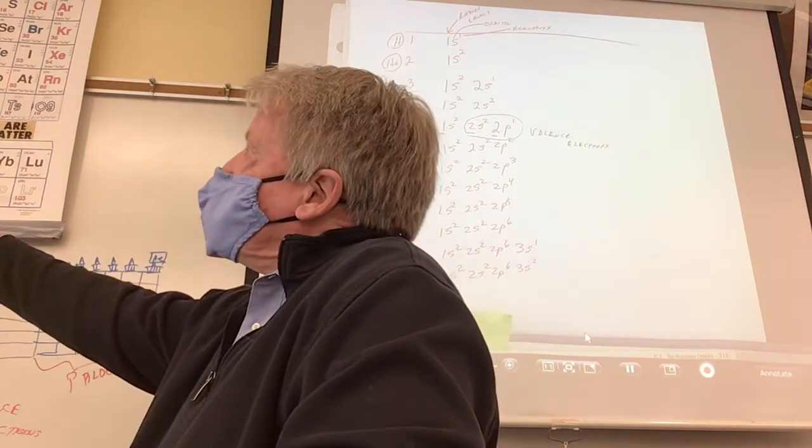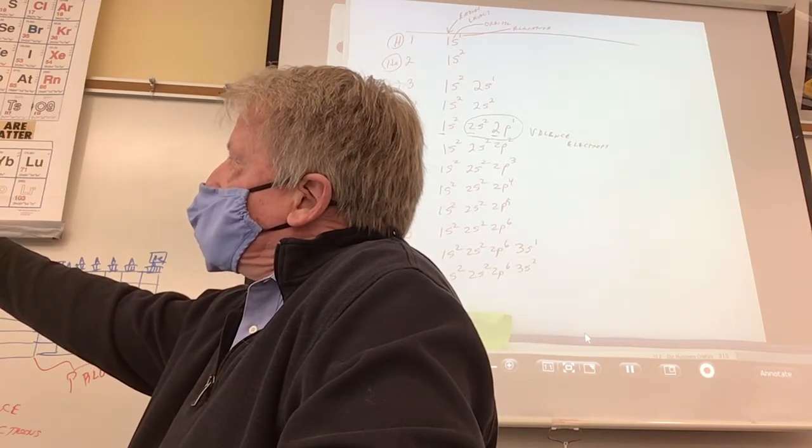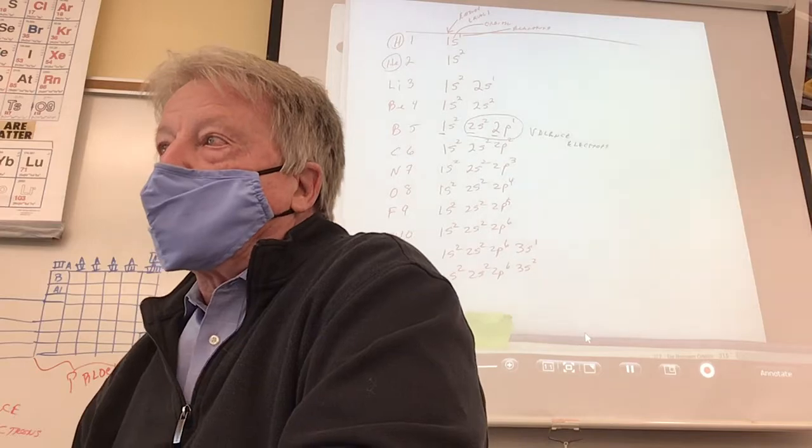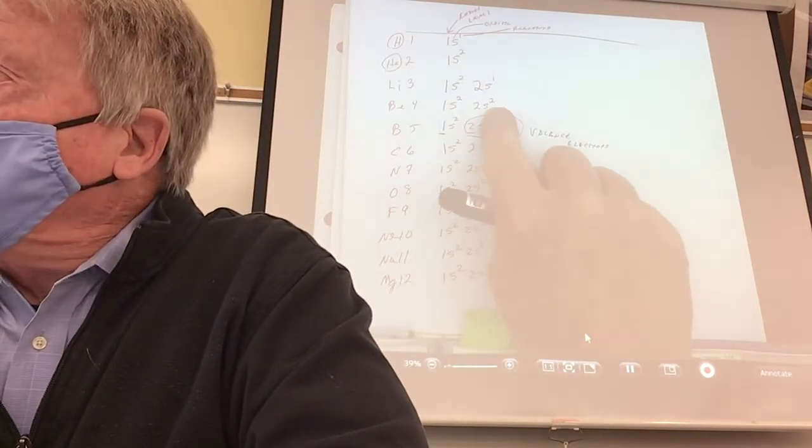Let's go down here. Ready? Here's beryllium. He has 4 electrons, but how many are valence? Look at the Roman numeral. 2 of the 4 are valence. Right there. Outermost energy level.